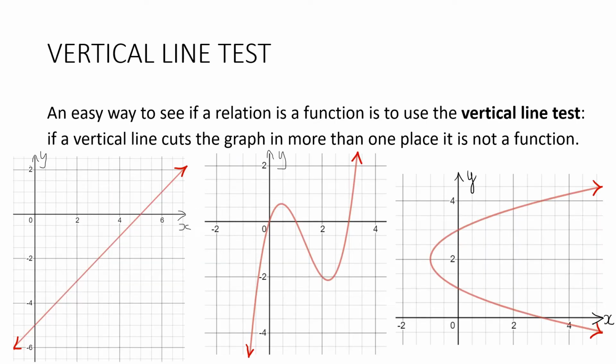An easy way to see if a relation is a function is to use the vertical line test. If a vertical line cuts the graph in more than one place, it's not a function. So let's have a look at those 3 examples. Here's my vertical line. As I move this across, it's only ever cutting that line once. So that one is a function. Now here, as I move it across, we only have one y value for any x. So it is a function as well. But can you see that this one is not? All over the place, it's failing. So there's two y values for any given x.